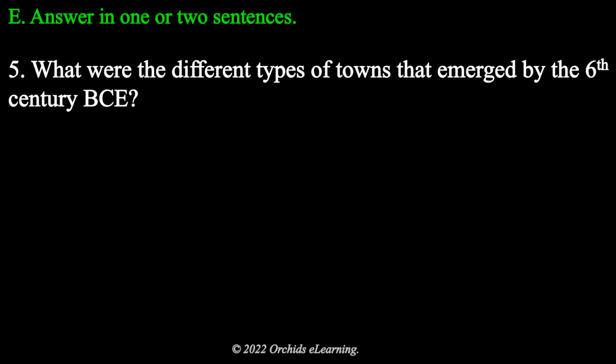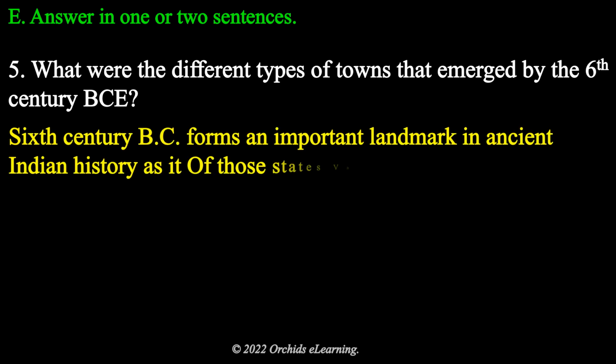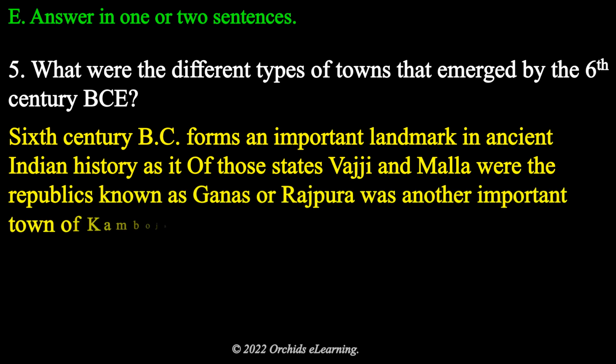What were the different types of towns that emerged by the 6th century BCE? The 6th century BC forms an important landmark in ancient Indian history. Two of those states, Vajji and Malla, were the republics, known as Ganas or Sanghas. Rajpura was another important town.